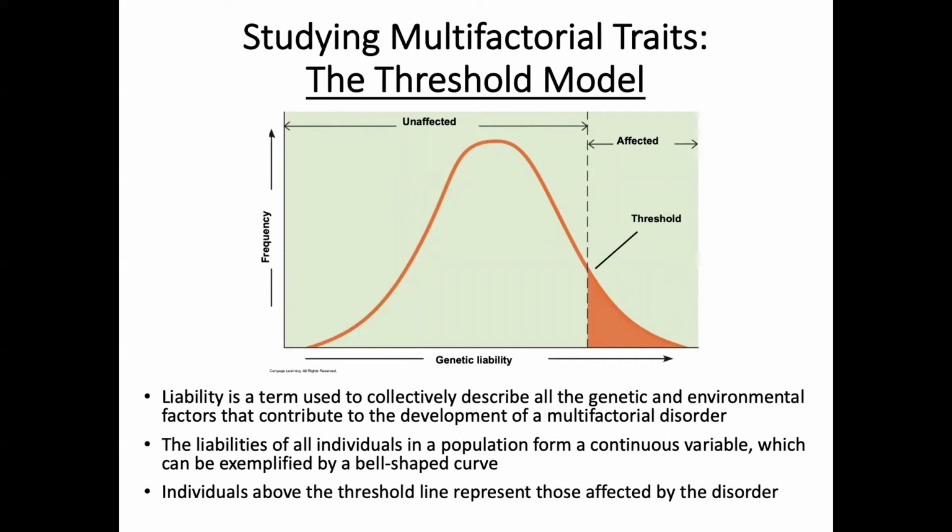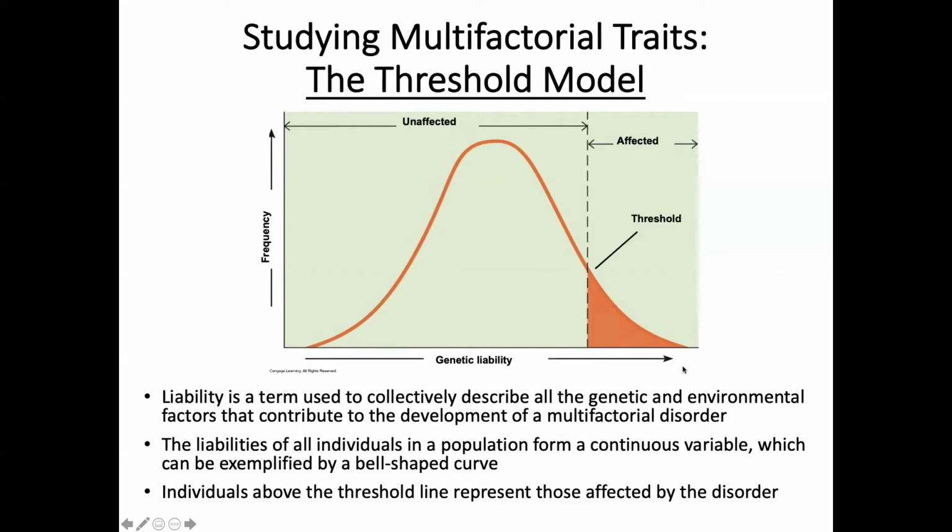There are 2 established ways to study multifactorial traits. One way is to use the threshold model as shown here. In this model, all of the factors that influence the development of a multifactorial disorder, whether genetic or environmental, can be considered as a single entity known as genetic liability. In a general population, the distribution of liability is also a bell-shaped curve.